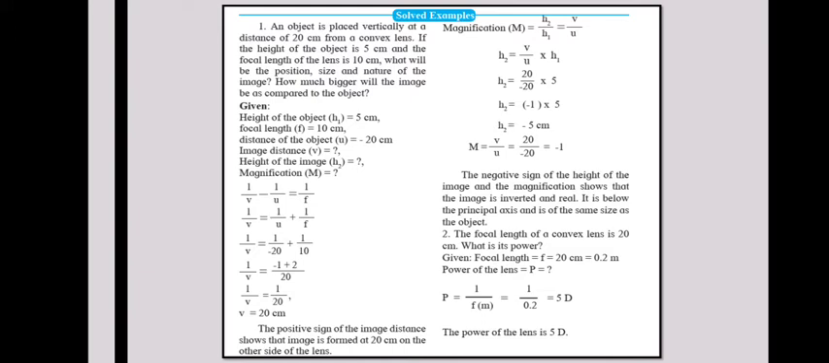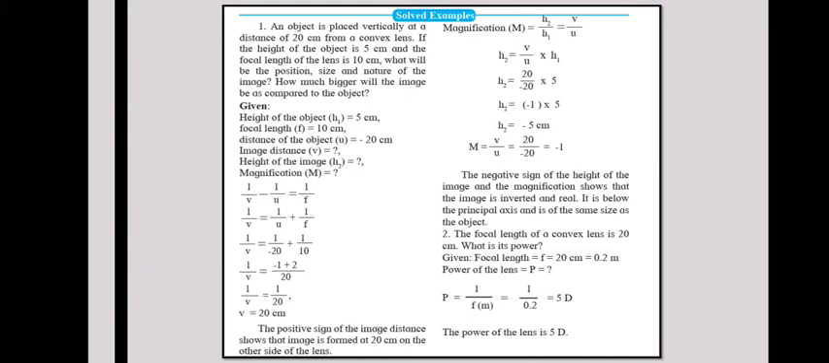If the height of the object is 5 centimeter, so h1 will become 5 centimeter. And the focal length of the lens is 10 centimeter, so f becomes 10 centimeter. What will be the position, size? Position you have to find out. So image distance, that is v, you have to find out. Size will be the height of the image, correct?